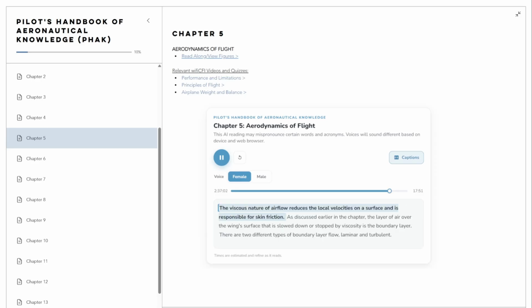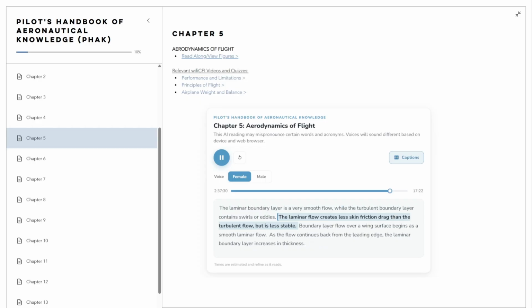Boundary layer. The viscous nature of airflow reduces the local velocities on a surface and is responsible for skin friction. As discussed earlier in the chapter, the layer of air over the wing's surface that is slowed down or stopped by viscosity is the boundary layer. There are two different types of boundary layer flow, laminar and turbulent. Laminar boundary layer flow. The laminar boundary layer is a very smooth flow, while the turbulent boundary layer contains swirls or eddies. The laminar flow creates less skin friction drag than the turbulent flow, but is less stable.